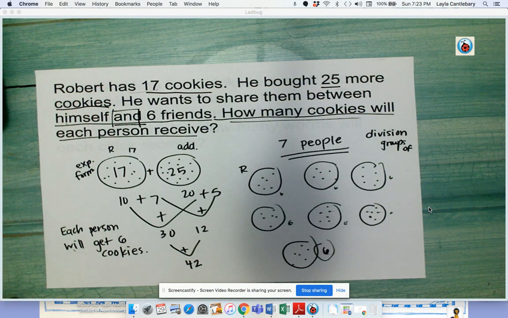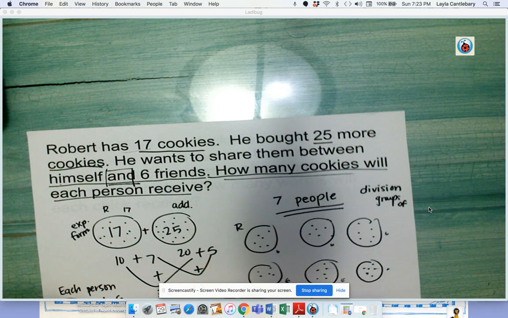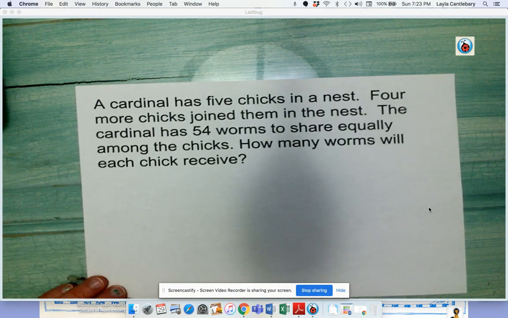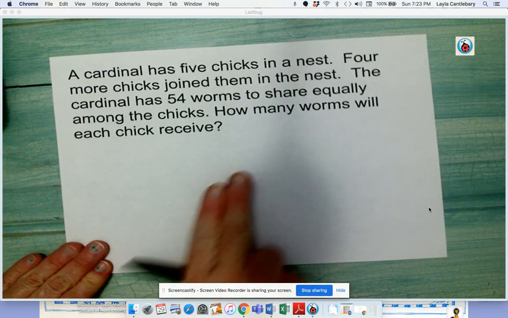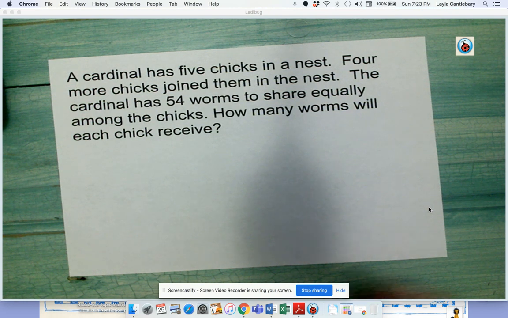All right, so I showed you how to do that one. So let's do this one together. I want you to pause at each part. Think of, show your work, work that part of the problem out, and then unpause as we get to each part. All right, so let's read this one.